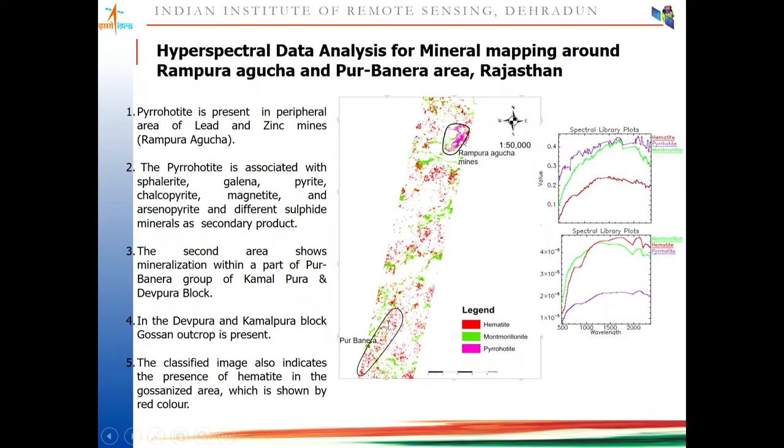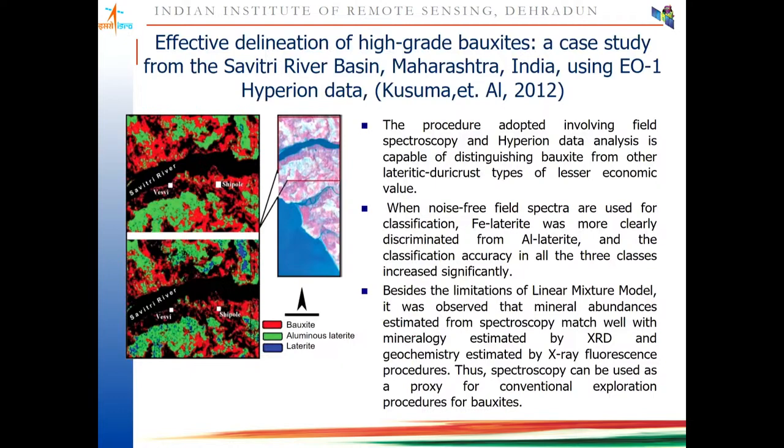In that Purbanera area we have seen a lot of iron present in the image using the imaging spectroscopy data. Now this is another example, a published paper where they have done case studies for the delineation of the grades of bauxite using the Hyperion data, and this is also hyperspectral data but satellite borne.